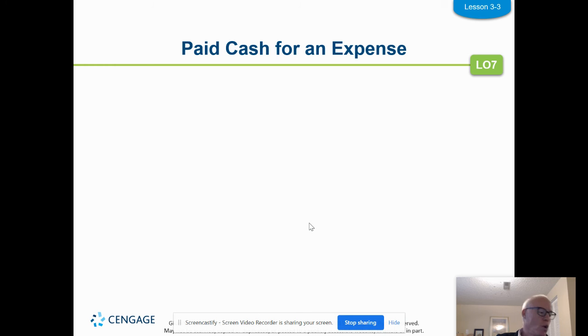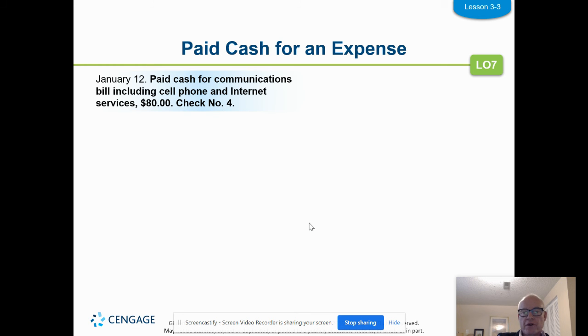Okay, think about, again, those 3 questions. I've got to cheat and pull up my notes here. Which accounts are affected? Well, obviously cash and some sort of expense, which we're going to leave unnamed for now. Are they increased or decreased? Well, we paid cash, we decreased cash. And if we paid for an expense, we increased an expense. We have more expense. Are they debited or credited? Well, let's take a look. Paid cash for communications bill, including cell phone, internet service, $80, check number 4.